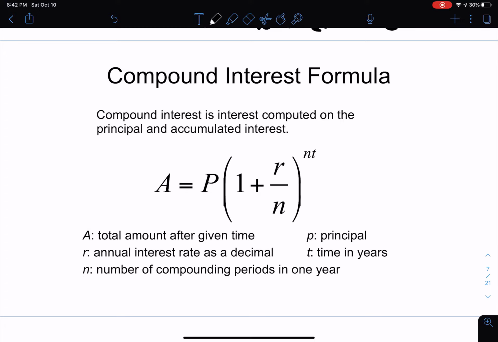So interest computed on the principal and accumulated interest: A equals P times 1 plus R over N to the NT. A is your total amount after your given period of time. R is your interest rate as a decimal. P is the initial principal being invested. T is the time in years. N is the number of compounding periods in 1 year.